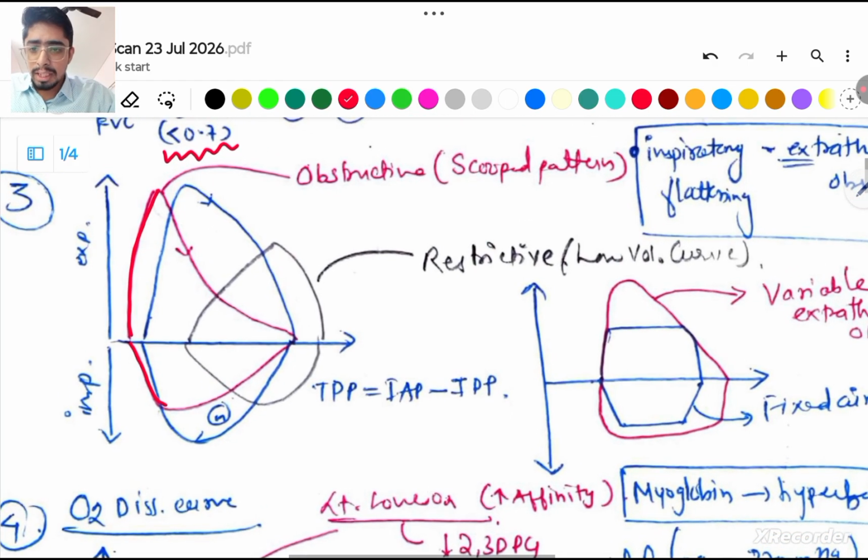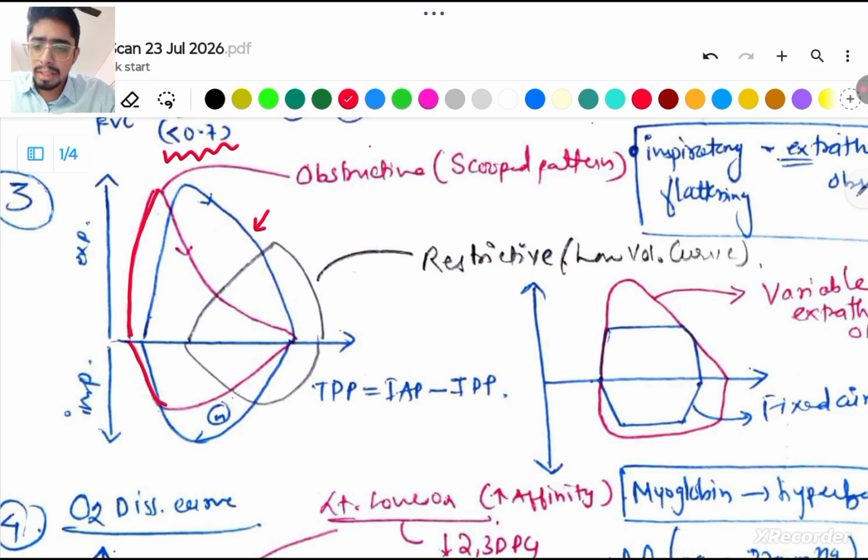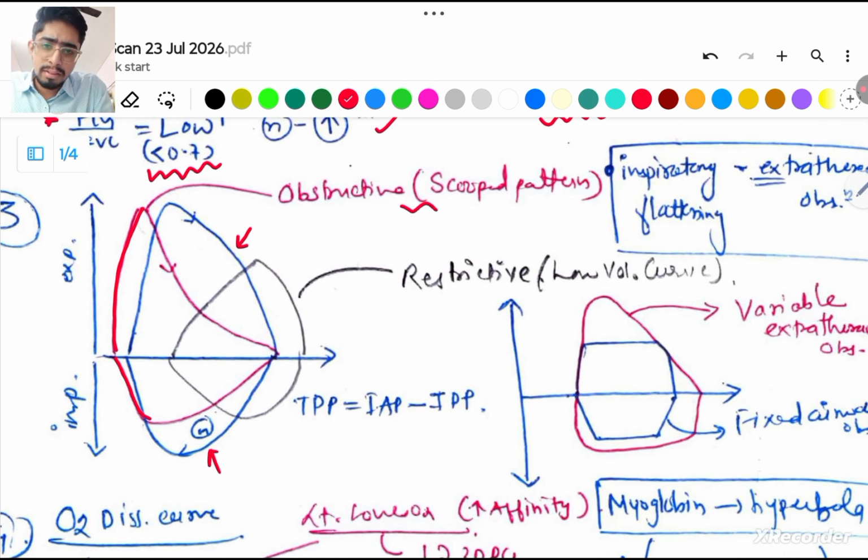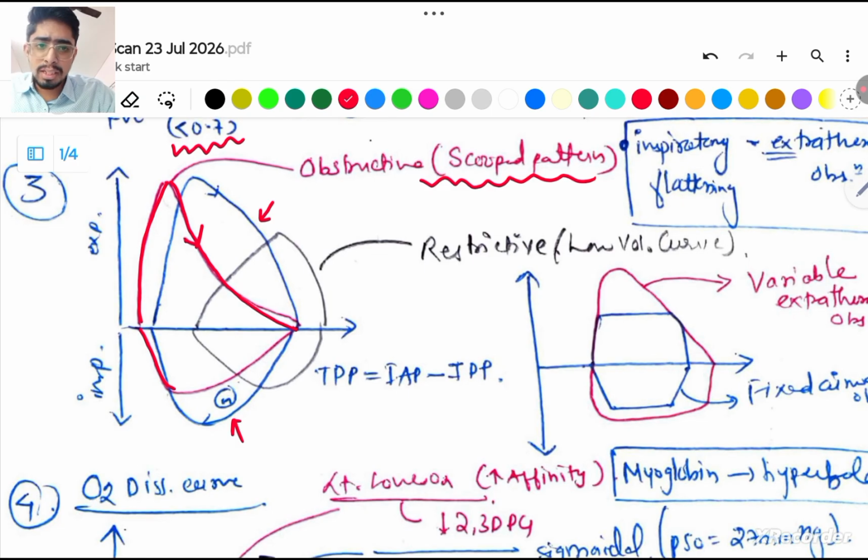Now the blue graph that you see right here is your normal graph. The normal graph has a triangular shaped expiratory pattern, and there is an inspiratory pattern like this below. Now what happens in obstruction is a scooped pattern. This is your scooped pattern.